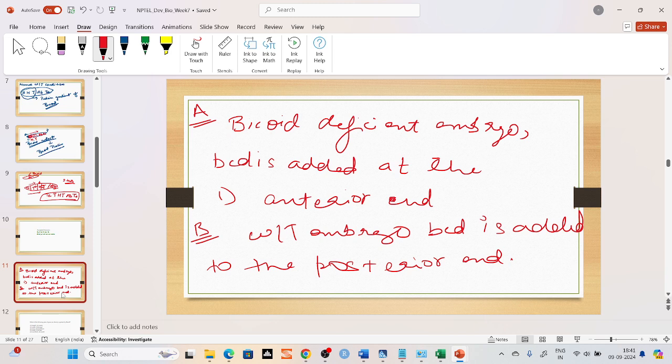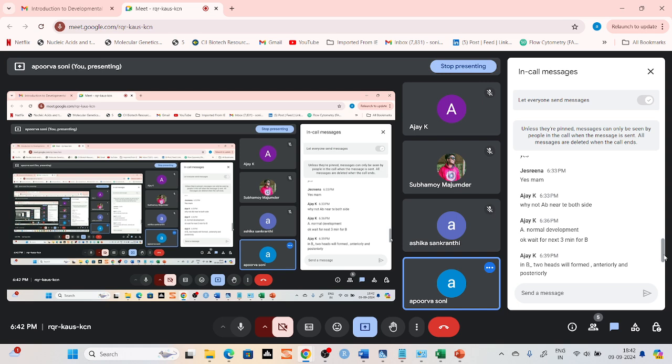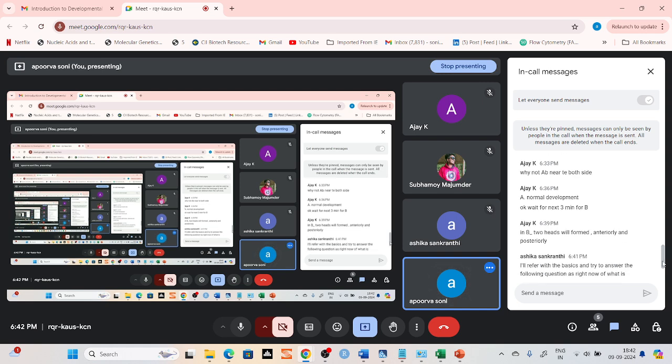Okay, I'm switching the screen now. Let's see. Okay. So Ajay has answered A would be normal development. Okay, I have to see what are the options. Okay. A is normal development and B is two heads form anteriorly and posteriorly. So very good. Ajay has answered it absolutely right. And Ashika has also answered something. Let me see what she has answered.